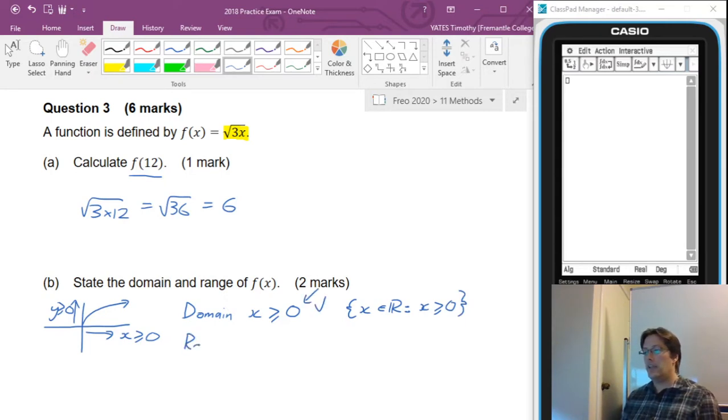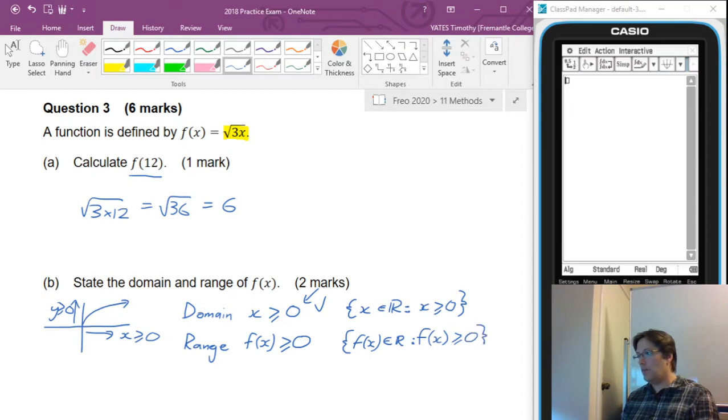And range is our y one, or we wouldn't really use y, we should technically use f of x because y hasn't been mentioned here. f of x is greater than or equal to 0, or you would write it formally as f of x is a member of R, the set of real numbers, such that f of x is greater than or equal to 0 as well. You would get full marks for writing it like this as well.